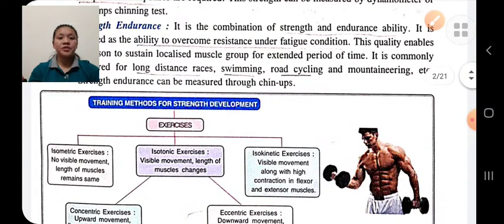Now, training methods for strength development. How can you develop strength? There are three methods to develop strength: isometric exercise, isotonic exercise, and isokinetic exercise.